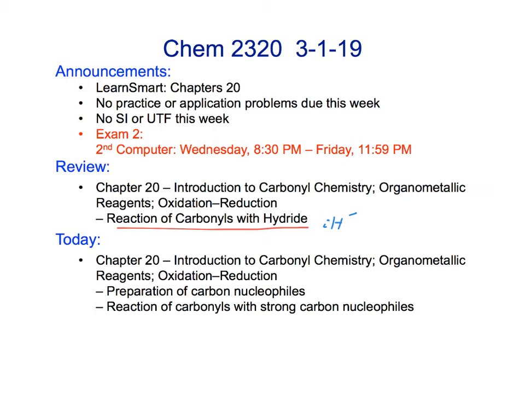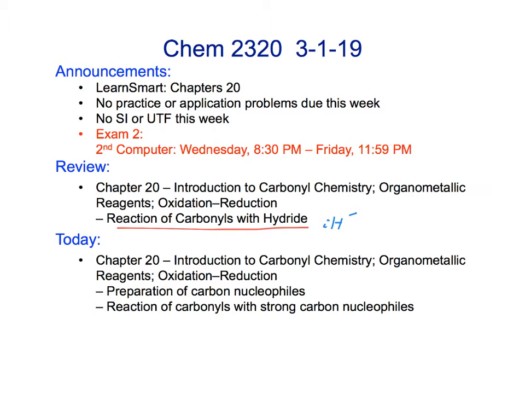We saw two main reagents to deliver hydride. I'm going to review this on another slide. One is very strong, lithium aluminum hydride, and the other one is weak, which is sodium borohydride. The net reaction of these reactions is reduction. So we're reducing the carbonyl groups.